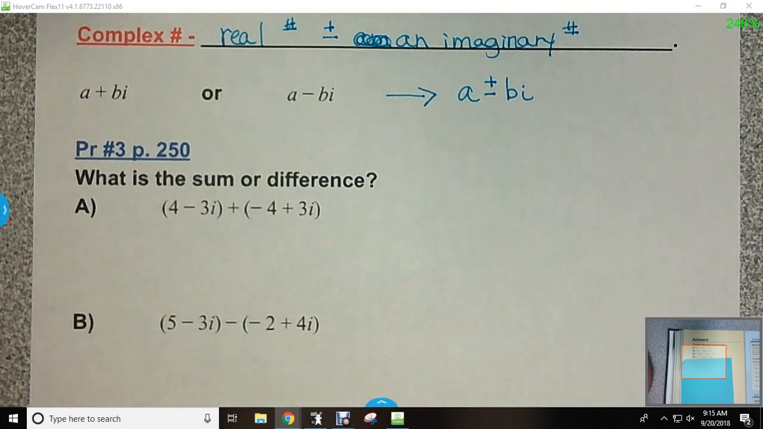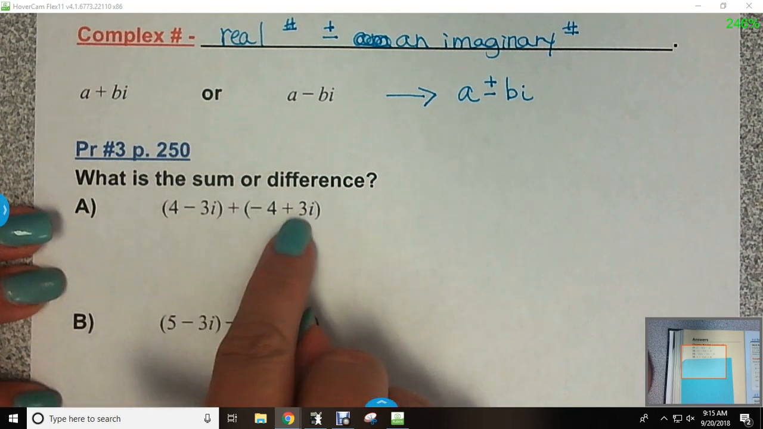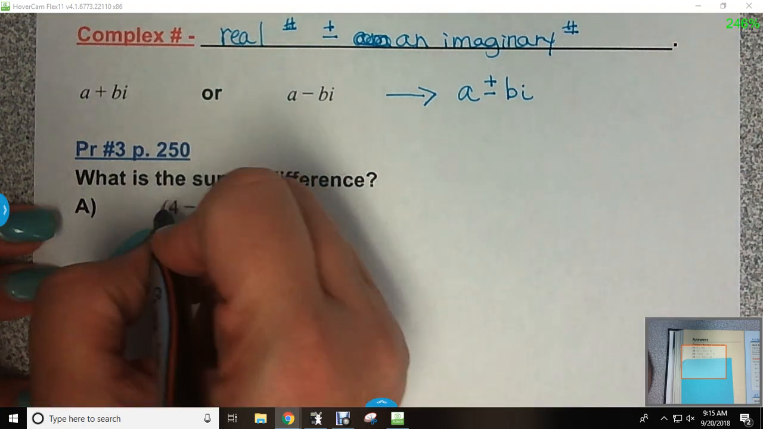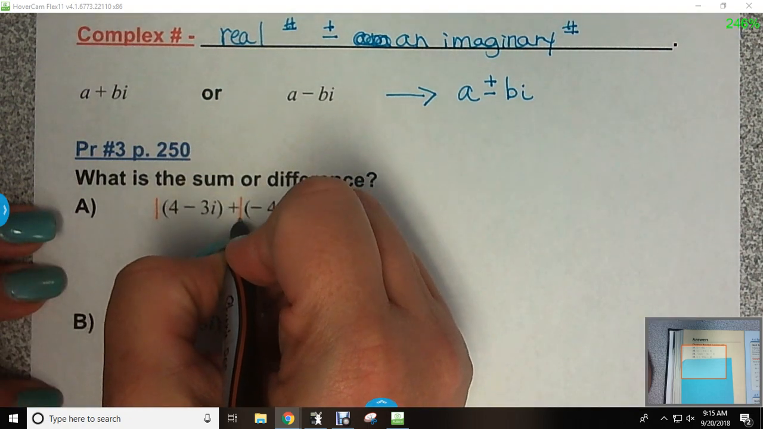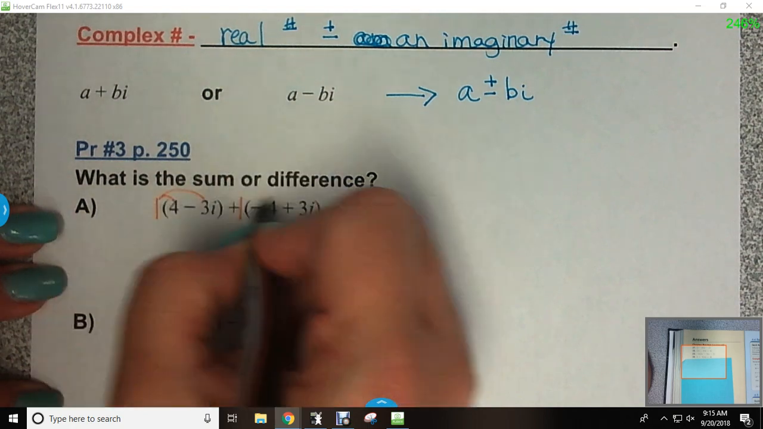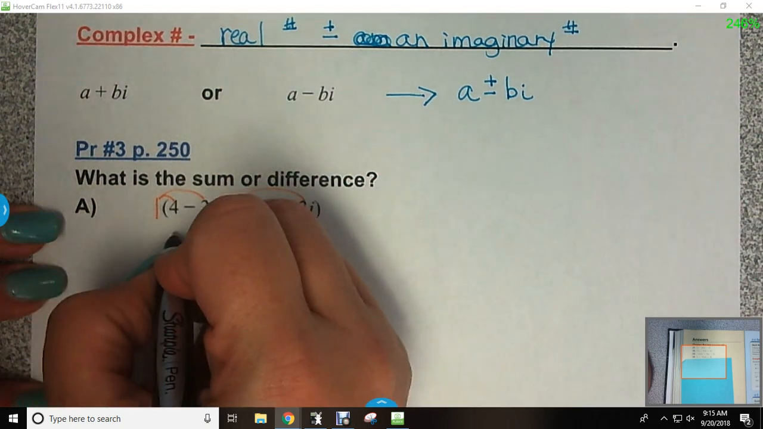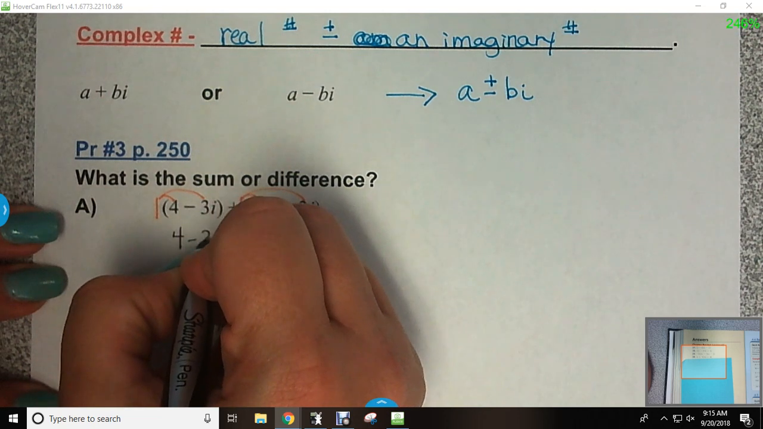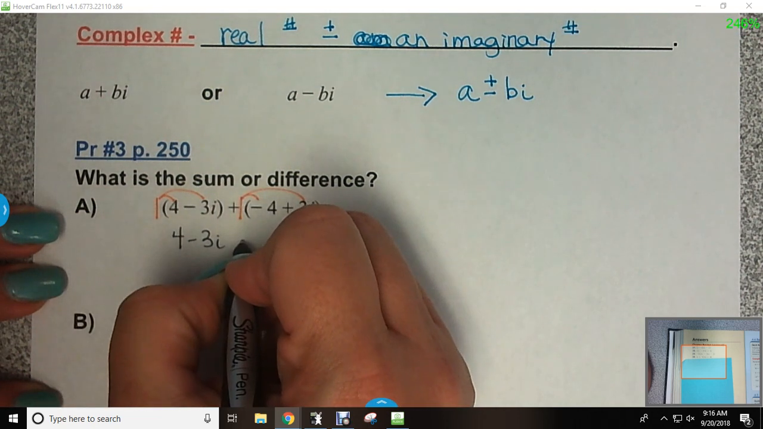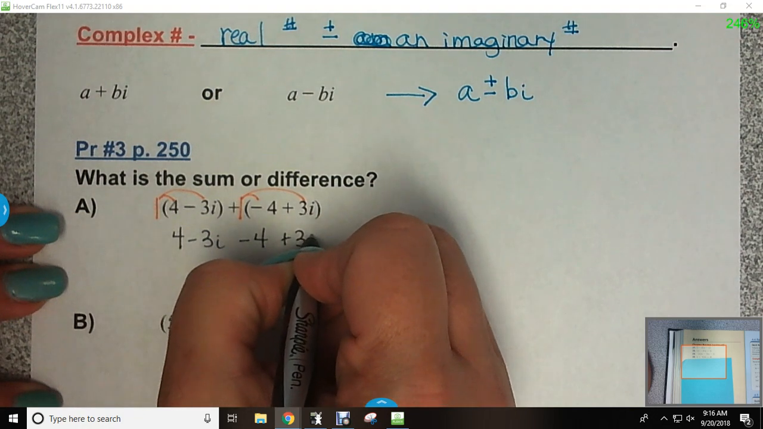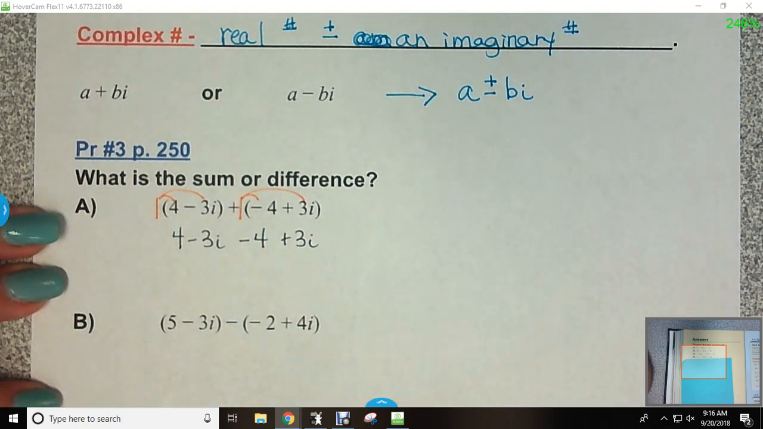If I'm going to add this plus this, I've got to get rid of my parentheses. Well, what number is in front of each of those parentheses? There's nothing written there, so it's understood to be a 1. When you distribute that, you get 4 minus 3i minus 4 plus 3i, and now combine your like terms.